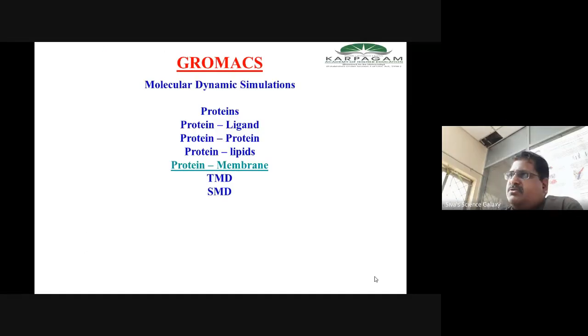Now I come to another part, molecular dynamics. You can do molecular dynamics for the protein alone, or protein-ligand, or protein-protein, lipids, time-dependent, temperature-dependent molecular dynamics, and steered molecular dynamics. Anything can be done. Molecular dynamics is also very important to study the interactions as well as to understand the stability of the protein. I will show one simulation. It's the last slide.